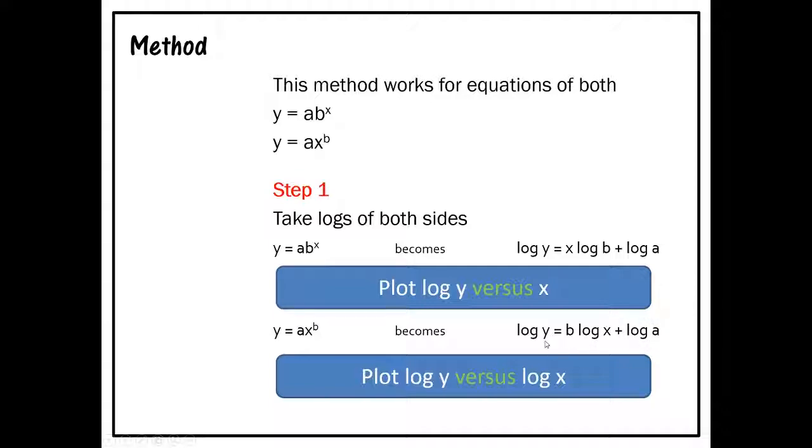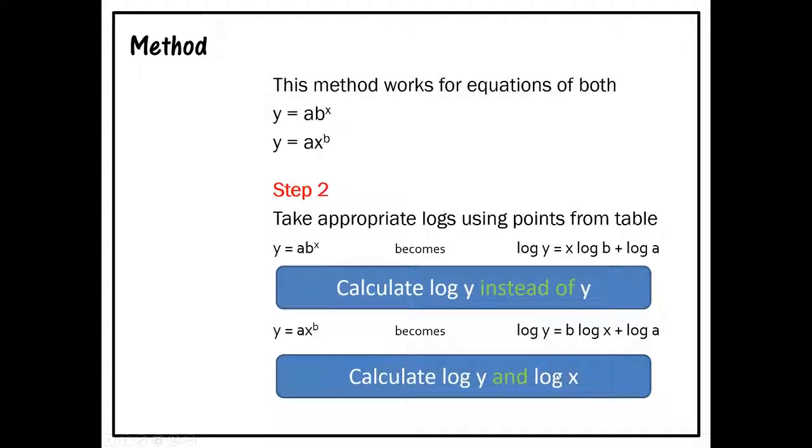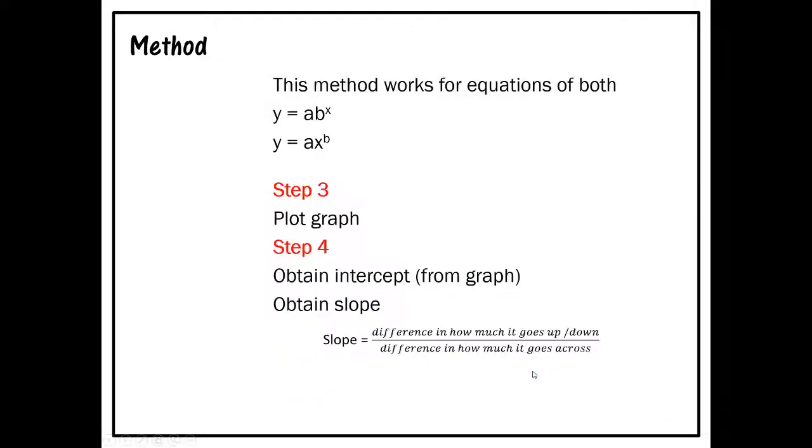If you look at your y value, it's now a log. If you look at the x value, it's now a log, and it gives you something to plot. Once you've got those done, you can take appropriate logs. So calculate log y instead of y for ab to the x, and for ax to the b, calculate logs of both before plotting them. Then you can just plot your graph, and step 4 onwards we will do in class.